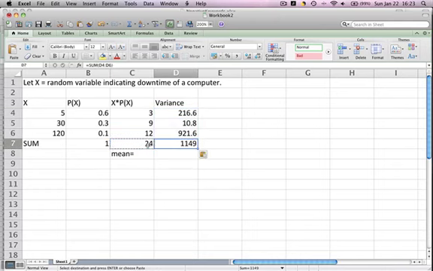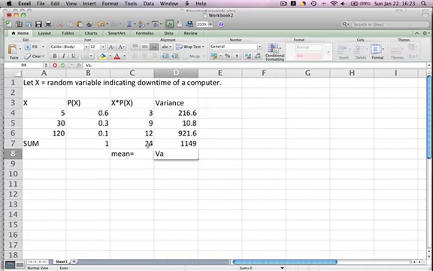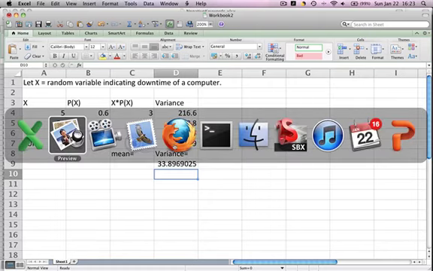Let's copy the sum over. This gives me the variance. So the variance is 1149. Now the thing is, the problem wants the standard deviation. So the standard deviation is just the square root of 1149. So I take the square root of that number. The answer to this problem, the answer to part C, is going to be 33.9 if we round correctly.